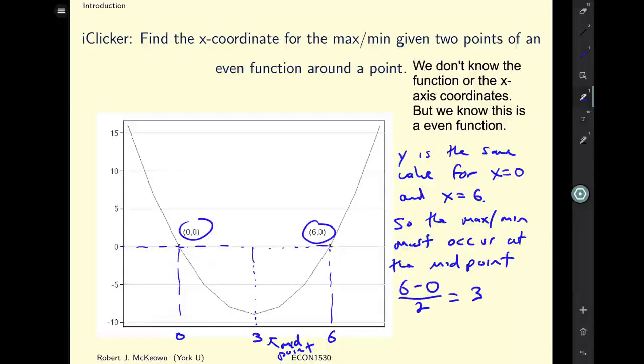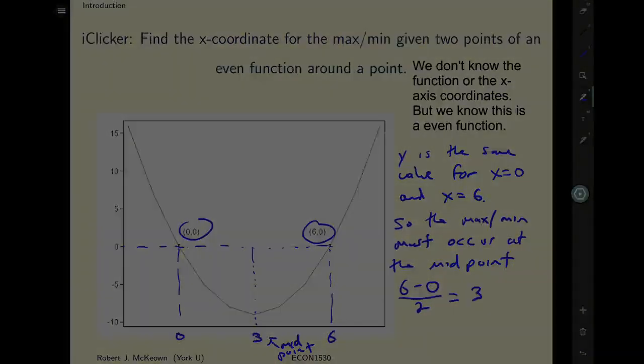So that's it on symmetry. I just focused on the even functions. I want you to focus on the even functions. Very simple, very straightforward. And hopefully you'll find it helpful in the future.